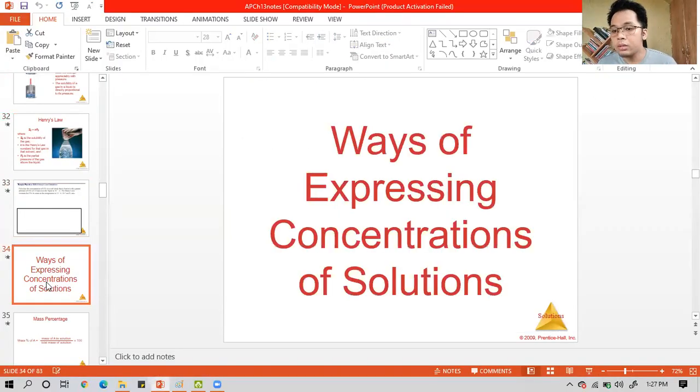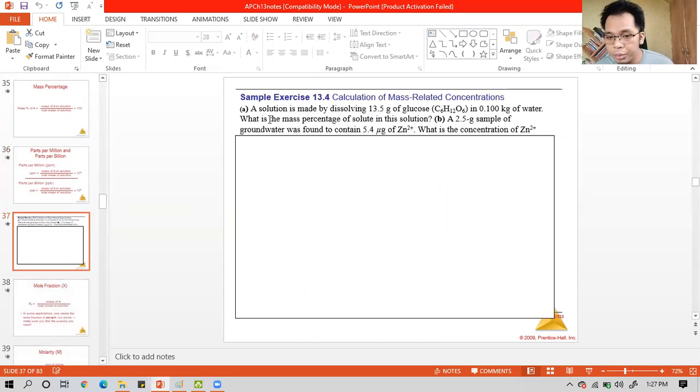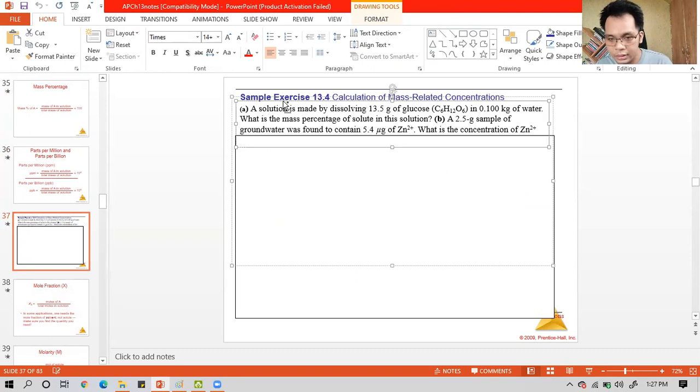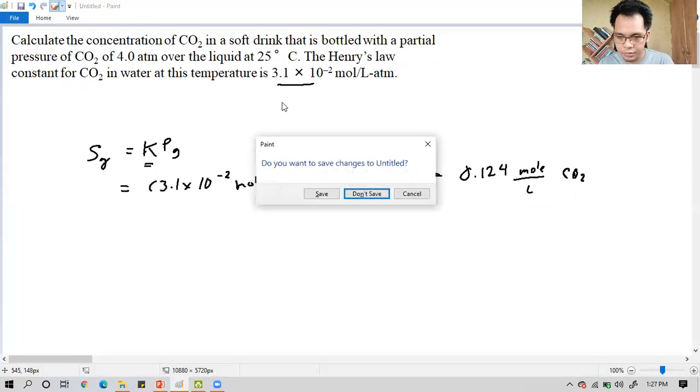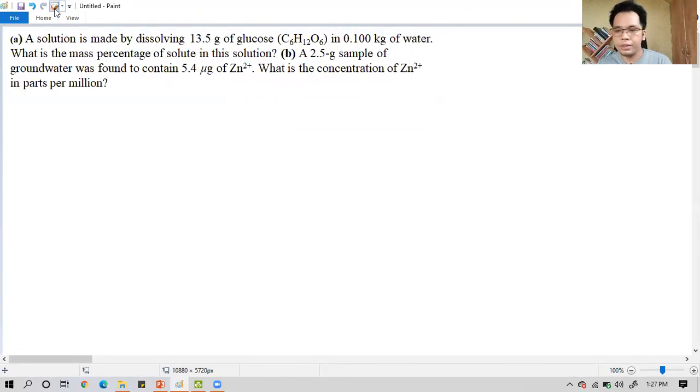Okay, let's now go on to the ways of expressing concentration of solutions. Now let's jump into problem number 13.4. The problem states: a solution is made by dissolving 13.5 grams of glucose in 0.100 kilogram of water. What is the mass percentage of solute in the solution? So it's again a percentage, a straightforward calculation.